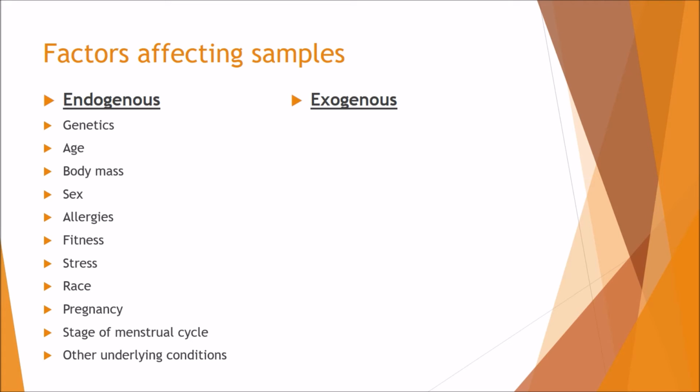Even pregnancy and stages of your menstrual cycle can affect something. In your menstrual cycle, your hormones will be all over the place throughout the month. Certain times of the month can affect your hormone levels and how your body can respond to certain things. Okay, so now we're going to move on to exogenous factors. What sort of exogenous factors do you think can affect the sample quality?